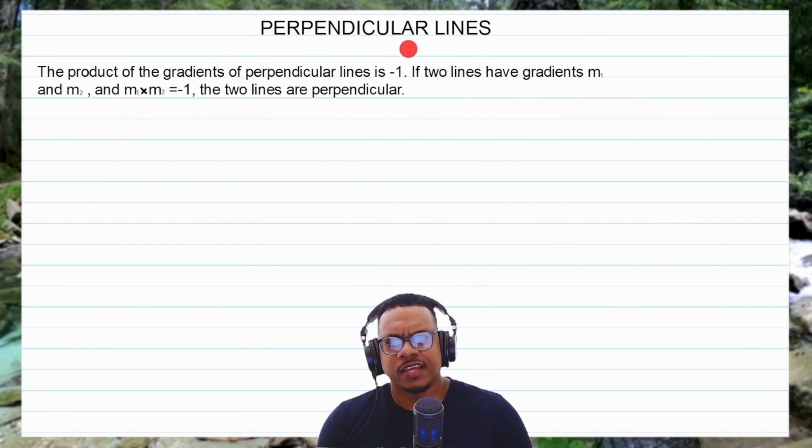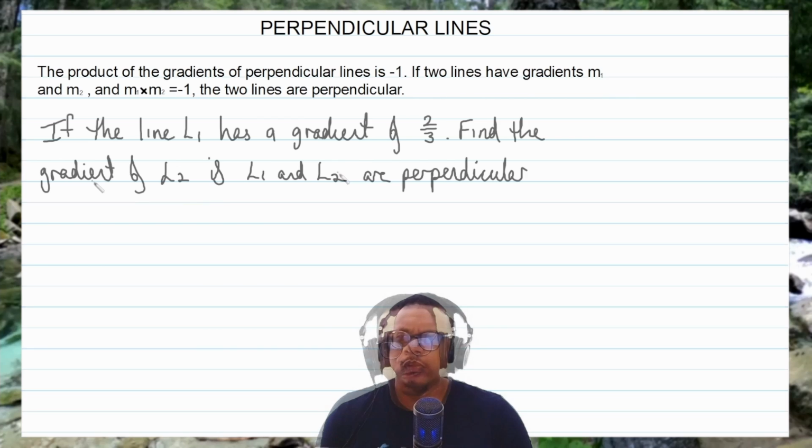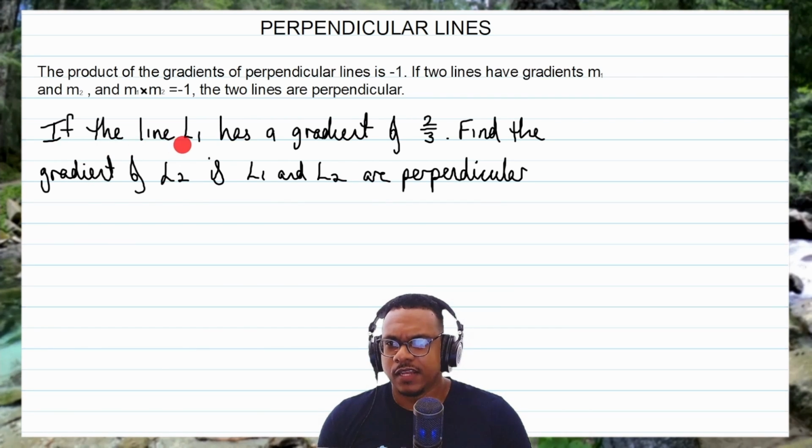Now perpendicular lines are lines that are at 90 degrees to each other. So the product of the gradients of perpendicular lines is equal to negative 1. So if 2 lines have gradients m1 and m2, and m1 times m2 is equal to negative 1, the 2 lines are perpendicular. So here, if the line L1 has a gradient of 2/3, we want to find the gradient of L2 if L1 and L2 are perpendicular.